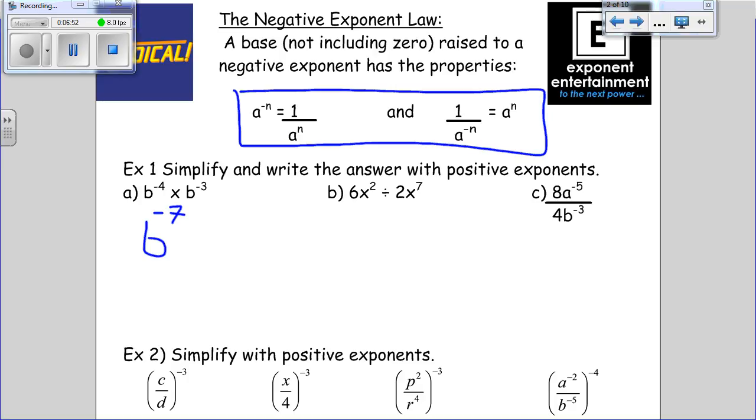Your second step is now, okay, deal with that negative exponent, because in math, we don't allow negative exponents. You have to write things as positive exponents. So if we want to change this to have a positive exponent, it has to be 1 divided by b to the 7. It's a positive exponent because it moved to the bottom of a fraction.